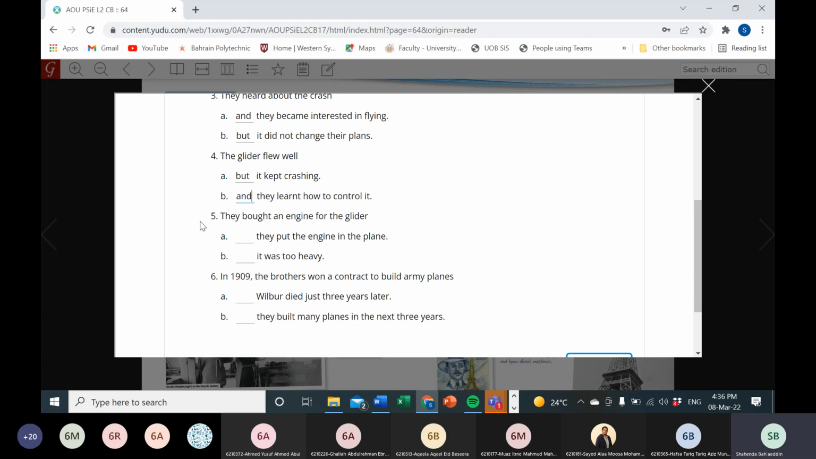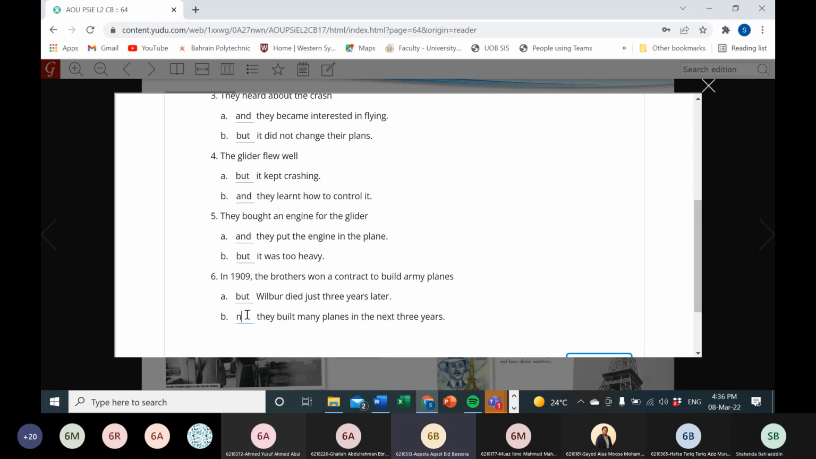Number 5, they bought an engine for the glider. They put the engine in the plane. It was too heavy. And they put the engine in the plane, but it was too heavy. Okay, very good. The last one, in 1909, the brothers won contract to build army planes. But Wilbur died just 3 years later. One of the Wright brothers. Wilbur died just 3 years later.